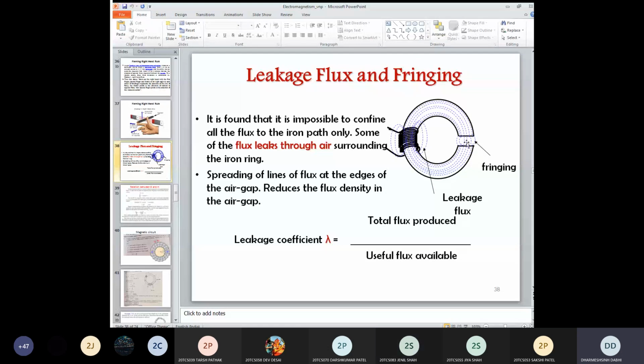So the flux which leaks into the air is called leakage flux. That is called leakage flux. The flux which is not set up within the material is called leakage flux. Clear? Next term is fringing.